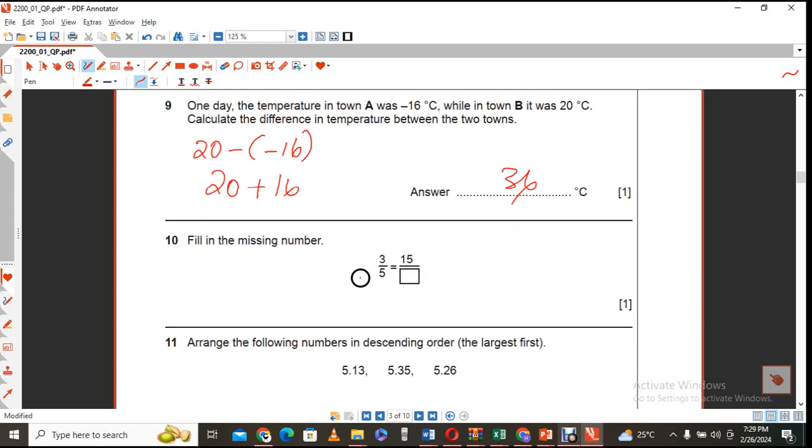So here, you ask yourself, well, 3 times something. What is that something? That something is 5. 3 times 5 gives you that 15. So you are going to multiply the number here by 5 as well. So inside that must be 25.